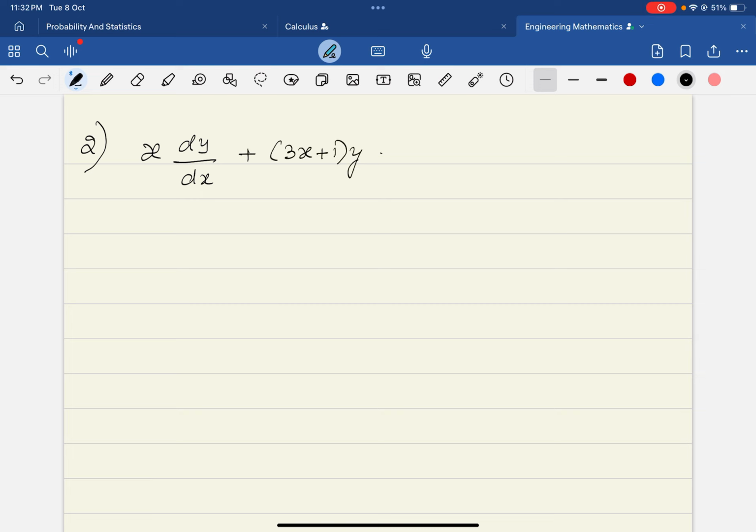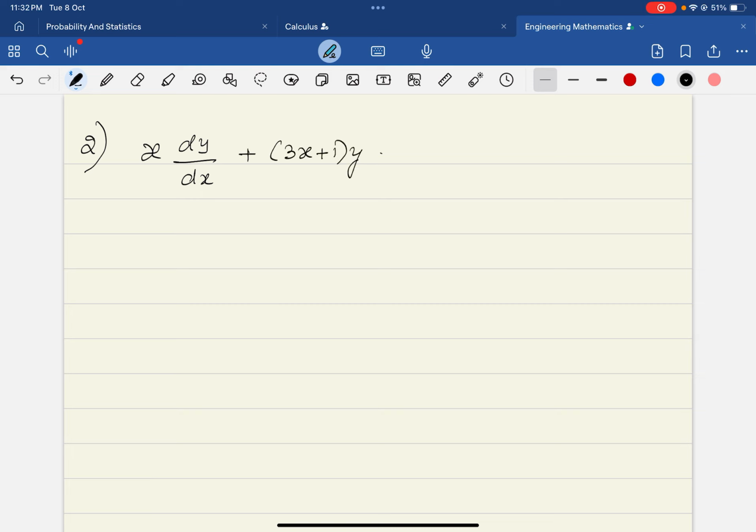What is e power ln of f of x? Always e power ln of f of x is f of x. Remember this one. Suppose if you have e power minus ln of f of x, then it is 1 over f of x.